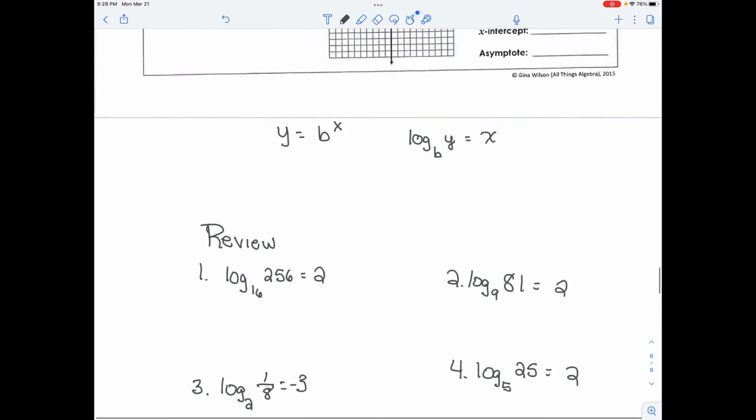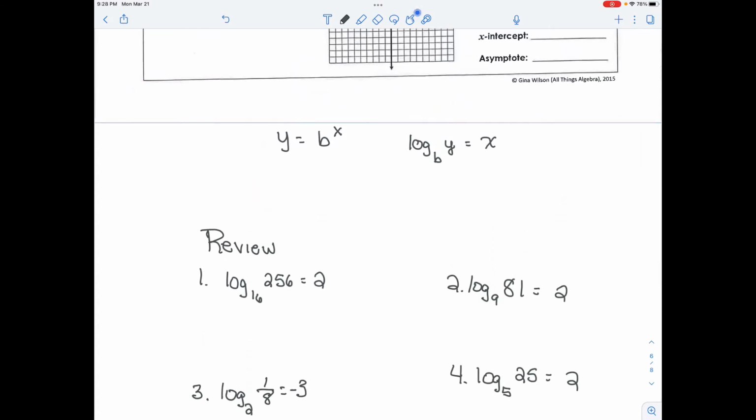So remember yesterday we said that the exponential form is y equals b to the x. And we talked about the fact that exponentials are inverses of logs. So to go from exponential to log, we have to exchange the x and the y values. Here we can see that y equals b to the x. The base remains the same in both of them, but notice how the y and the x change.